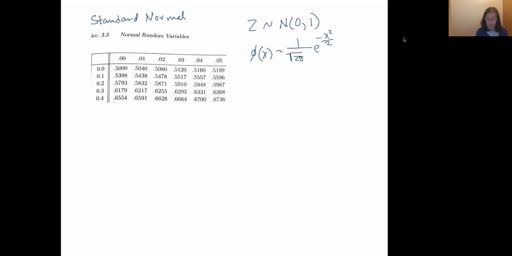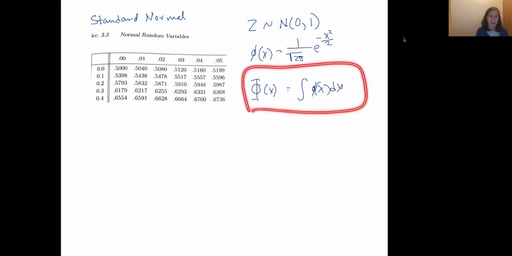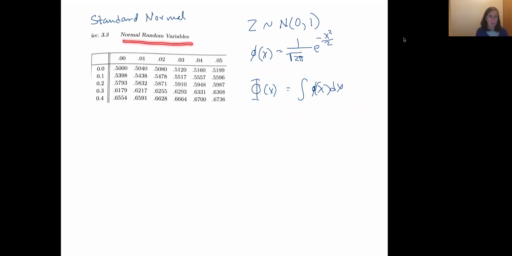And again, the PDF has this lowercase phi, and the CDF is then an uppercase phi that looks like this, and that is just the integral of dx. All right. The standard normal, this PDF is what we find the integrals of the cumulative probabilities for in tables.